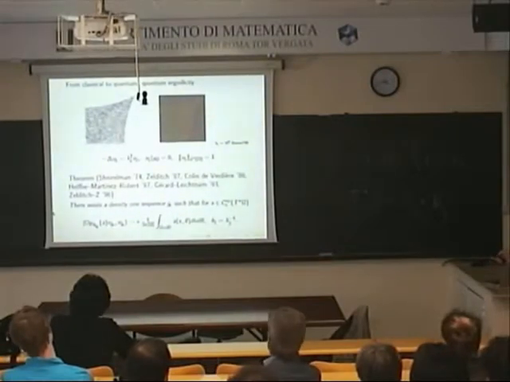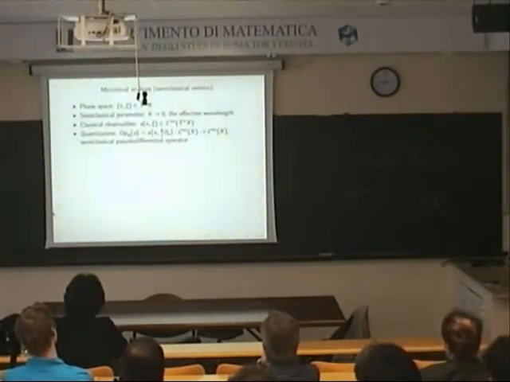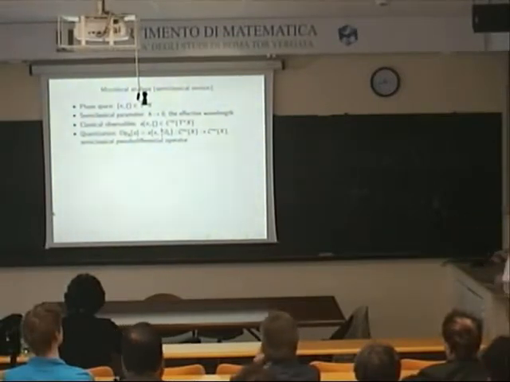Let me explain a little more about this quantization procedure. This is a one-page course in microlocal analysis or semi-classical analysis. It is basically the mathematical formulation of the semi-classical quantization from standard quantum mechanics. You look at phase space, that's the classical configuration space. x is the position, xi the momentum, or velocity. The semi-classical parameter h tells us at what wavelengths we are working. A classical observable is a function of position and momentum.